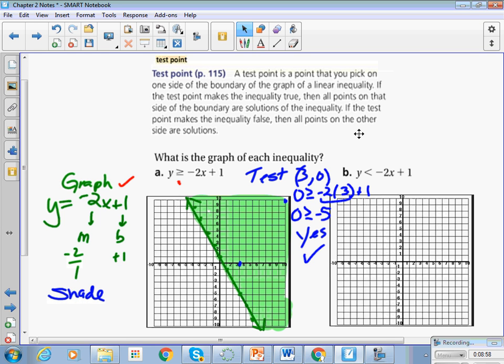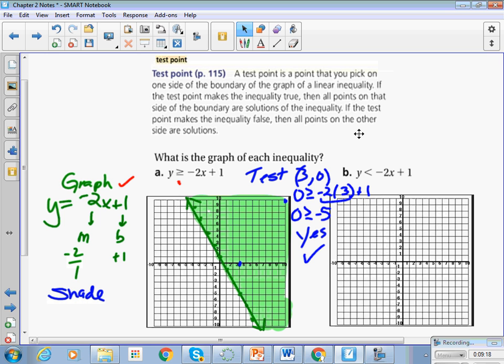So when you guys are taking your chapter 2 test, when it's asking you to graph the inequality and show that your shading is correct by using a test point, this is what I want to see on your paper. I want to see you pick a point in the region and show me that it works.